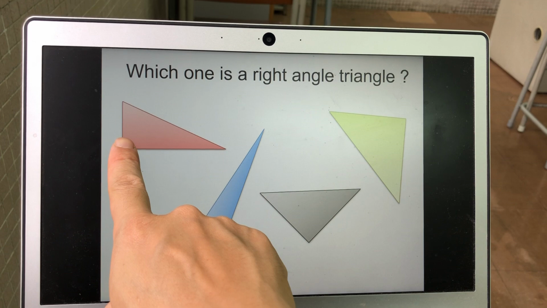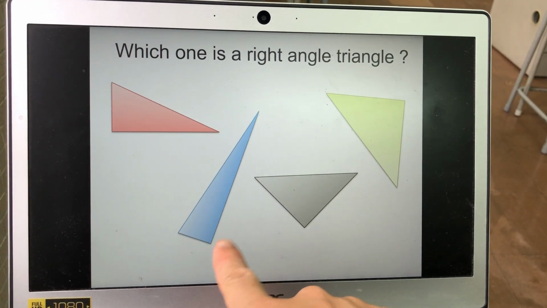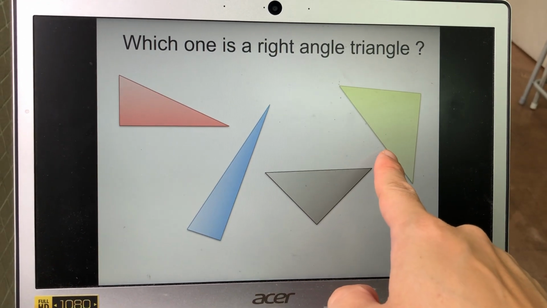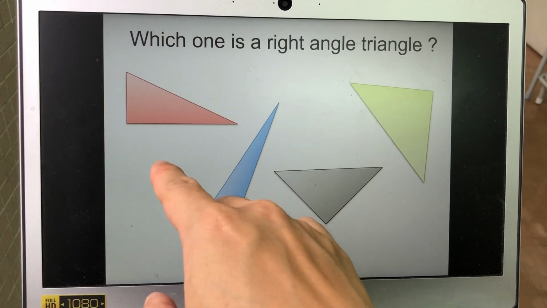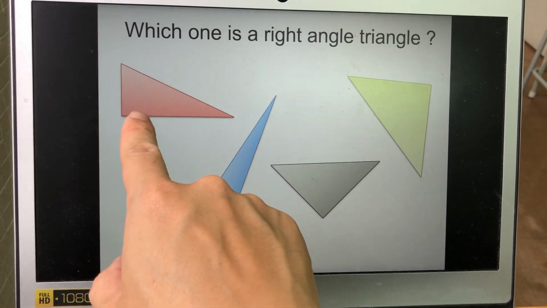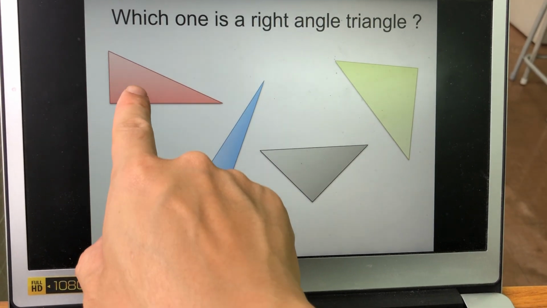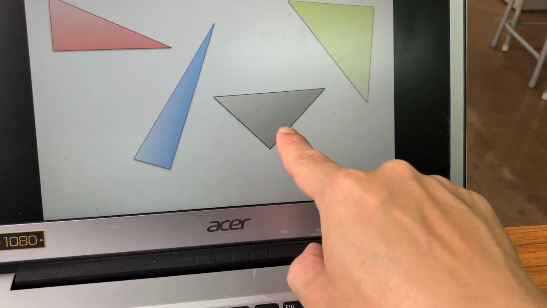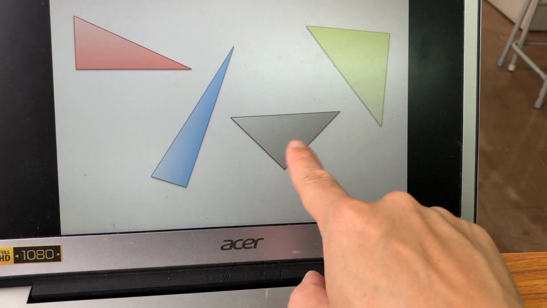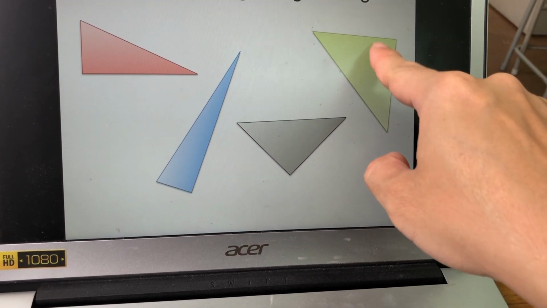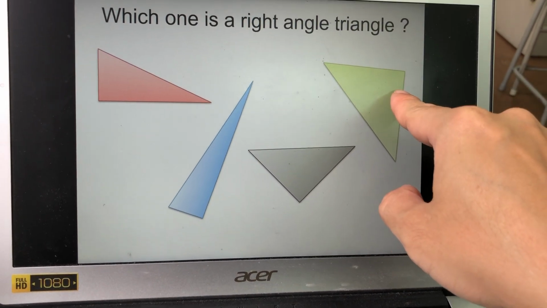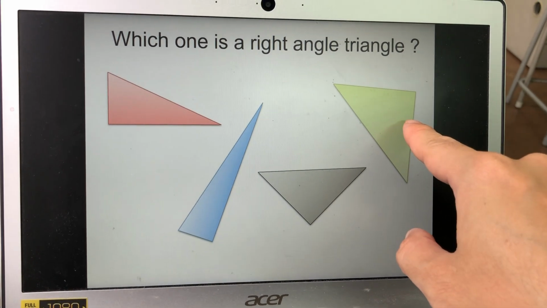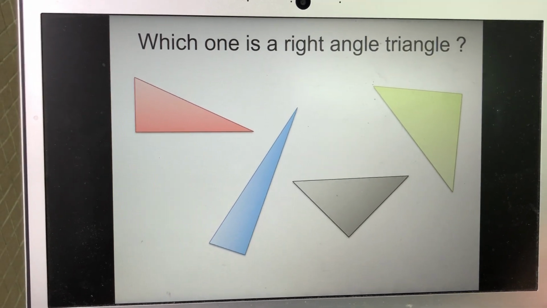Perhaps the red one, the blue one, the black one, or the green one? So maybe you would say the red one because it looks alike. This one looks like a right angle triangle. And also this angle looks like a right angle. And this one is also pretty close to a right angle, 90 degrees. Is it what you think? Is it what you're thinking?